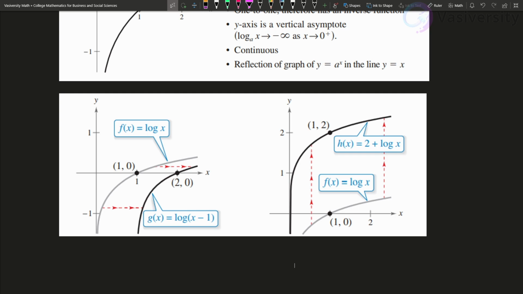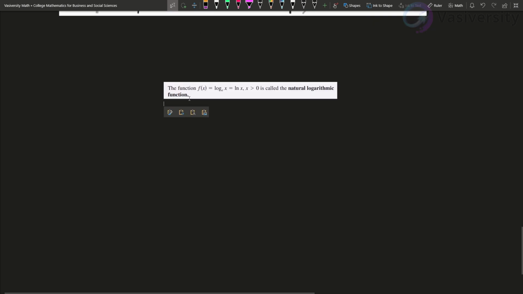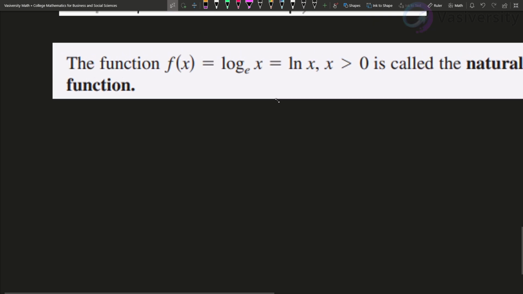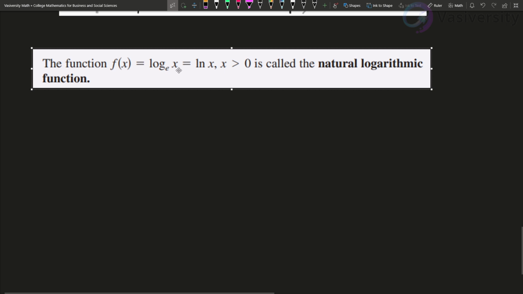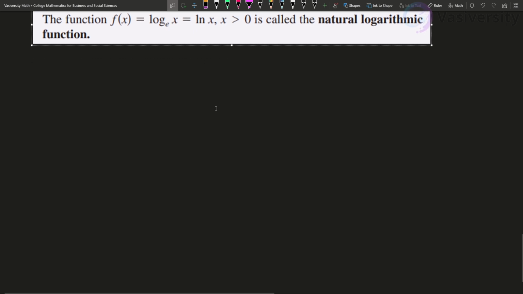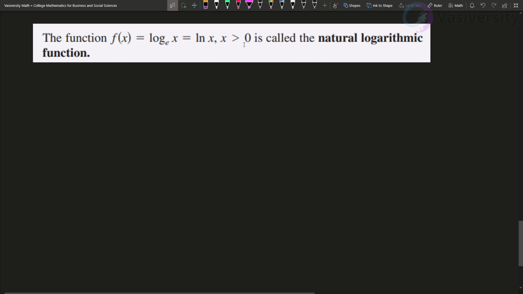Now, one of the special kinds of logarithms. We last time learned about Euler's number. Euler's number turns out to be an extremely special number because it's also used in natural logarithms. The natural logarithm is the logarithm with the base e, and let me go ahead and show it to you. The function f of x, logarithm of base e of x, is equal to, we have a shortcut for it, which is ln of x. This is very popular: ln of x, where x is greater than 0, and we call it the natural logarithmic function.